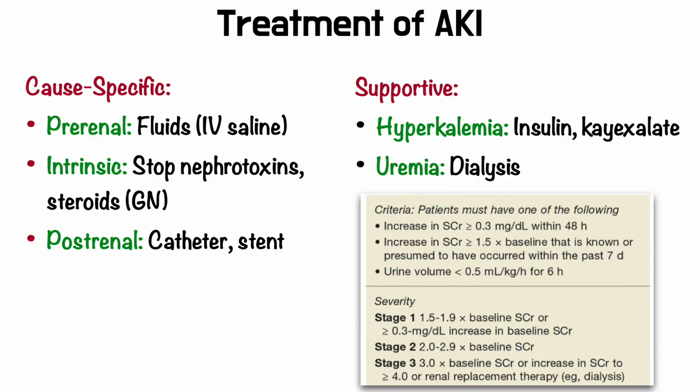And for severity grading of AKI, that is stage 1, 2, and 3, the diagnostic values are: 1.5 to 1.9 times baseline serum creatinine, or an increase of greater than or equal to 0.3 mg per deciliter in serum creatinine, is stage 1. In stage 2, it is 2.0 to 2.9 times baseline serum creatinine. And in stage 3, it is 3.0 times baseline serum creatinine, or an increase in serum creatinine to greater than or equal to 4.0, or renal replacement therapy, for example dialysis. So this is the diagnostic criteria for acute kidney injury, and that is all about acute kidney injury.